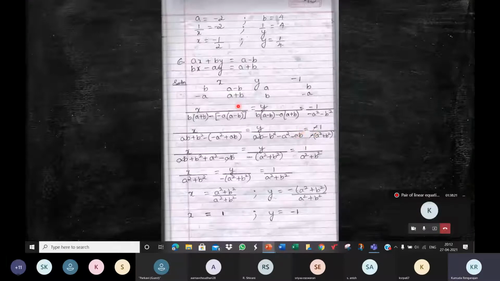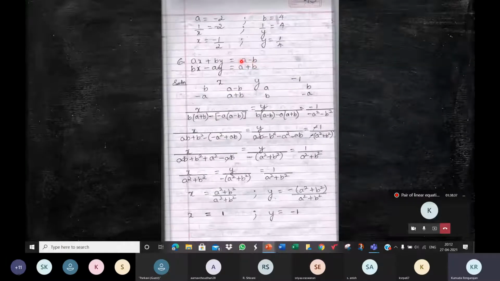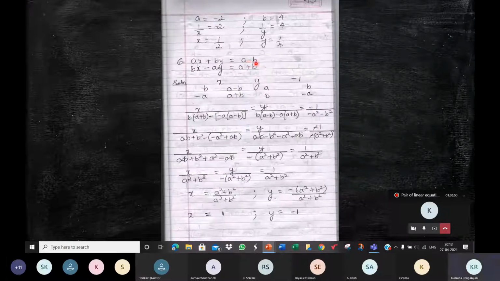See second one. So we have two equations again here. Ax, the coefficient of x is a. By, the coefficient of y is b. And you can see a minus b here. This expression represents the constant because this does not have any x or y in it. A minus b does not have x or y in it. So that's the constant.